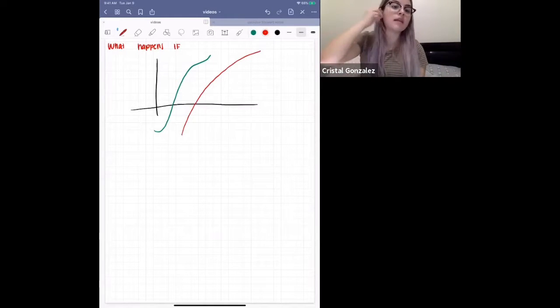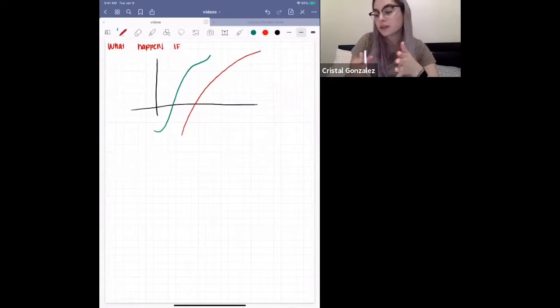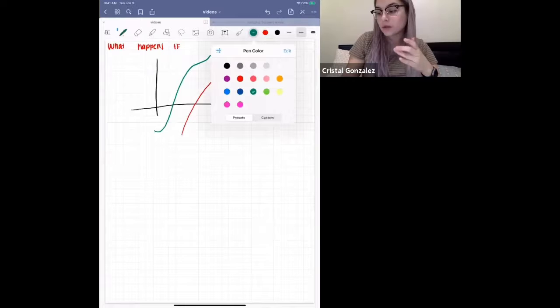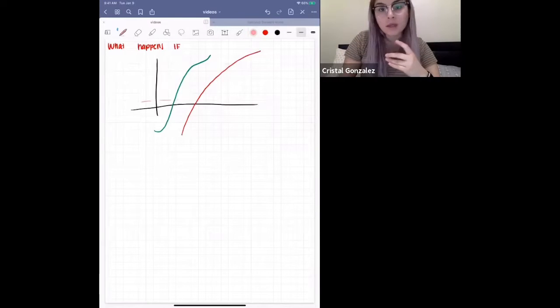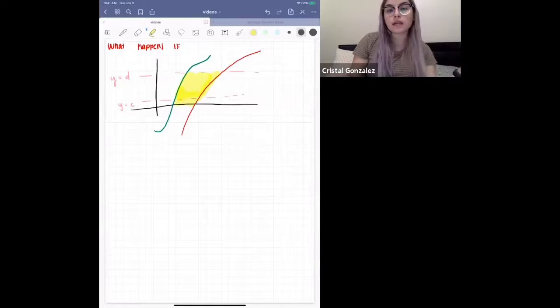And let's say now they give you bounds that are no longer in terms of x. Your bounds are now y values. What I mean by that is, what if they give you that y here is equal to c, and then here y is equal to d, and they want you to find the area between these two curves bounded by d and c, which means they want you to find the area here. How exactly do we do that?